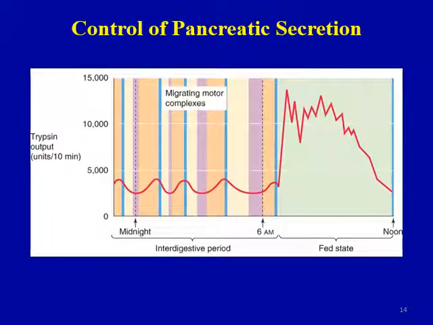Now let's talk about the control of pancreatic secretion. Pancreatic secretion does not become zero during the interdigestive period. The rate decreases and it fluctuates during the night. Then during the fed state, it will increase dramatically after breakfast, and then will decrease back toward noontime. Again, it will increase after lunch and so on.